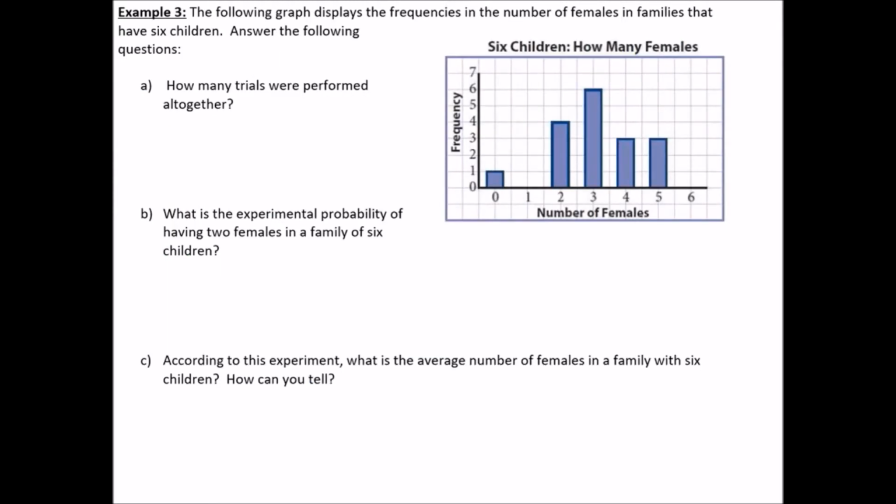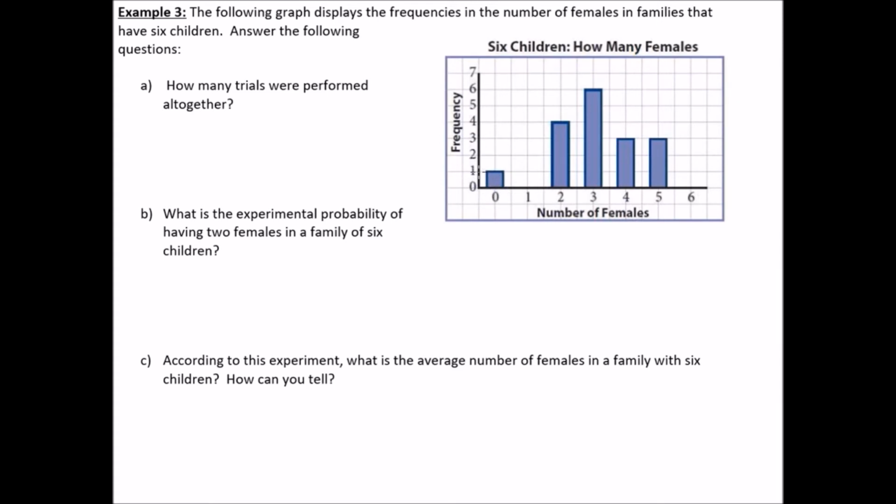Example 3. The following graph displays the frequencies in the number of females in families that have 6 children. Okay, so every single family has 6 children. So what this graph displays is the number of girls. Okay, let's answer the following questions. So let's just analyze the data in the graph. Okay, so how many trials were performed altogether? So how many families of 6 did this graph or this survey actually survey?